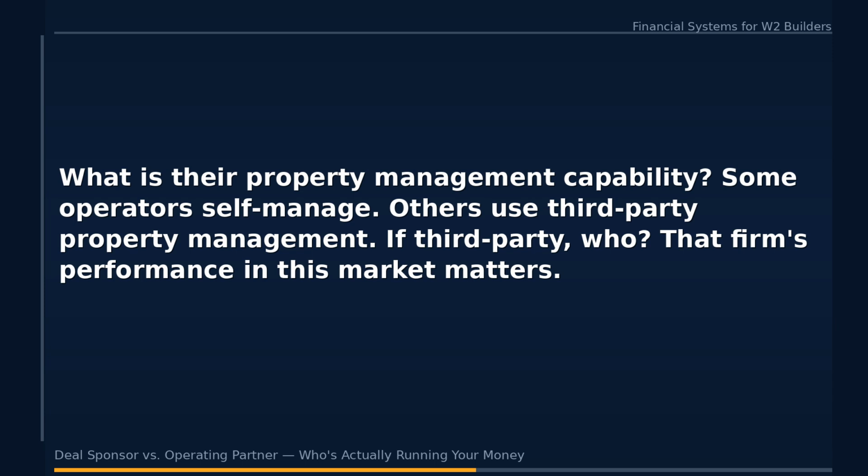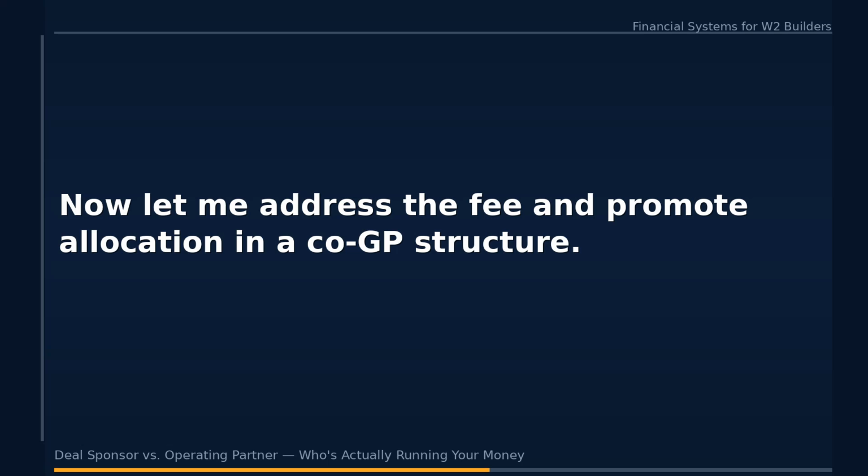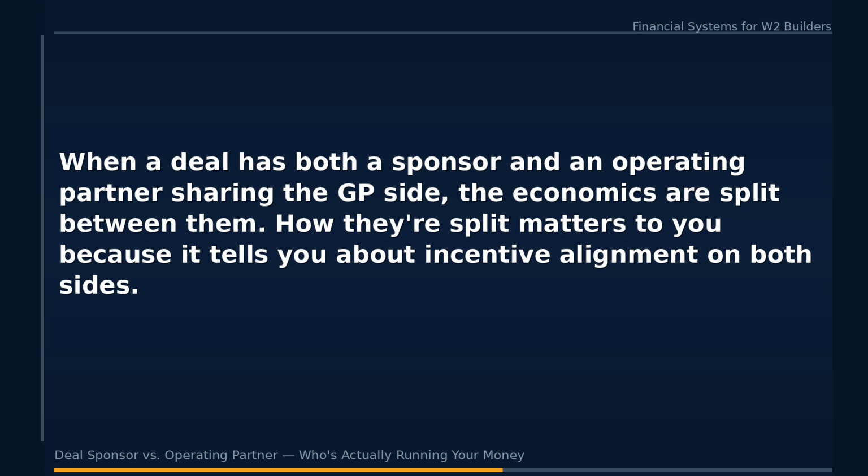Now let me address the fee and promote allocation in a co-GP structure. When a deal has both a sponsor and an operating partner sharing the GP side, the economics are split between them. How they're split matters to you because it tells you about incentive alignment on both sides.